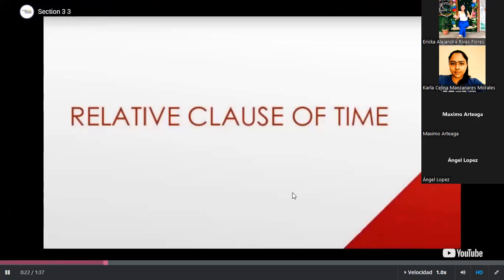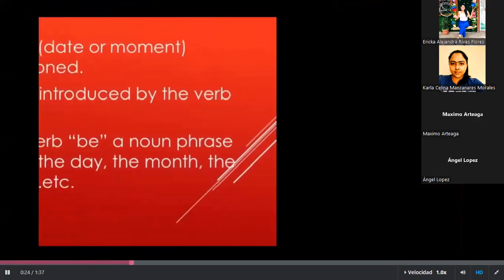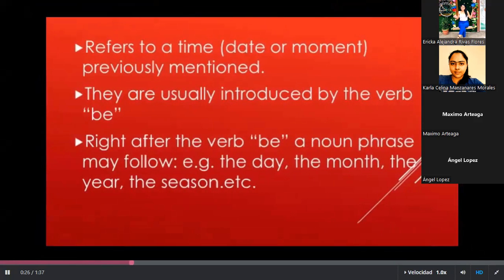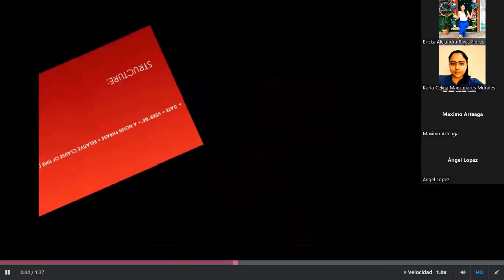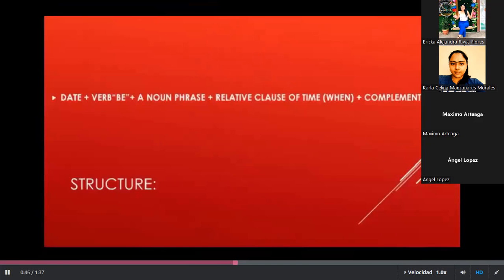What is a relative clause of time? A relative clause of time refers to a time, date, or moment previously mentioned. They are usually introduced by the verb be. Right after the verb be, a noun phrase may follow. Example, the day, the month, the year, the season. And because we're referring to time, we will use when. Take a look at the structure and work with us on the following examples. Date plus verb be plus a noun phrase plus a relative clause of time, when, plus complement.